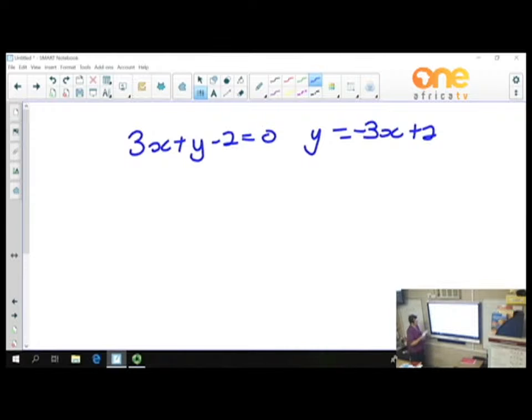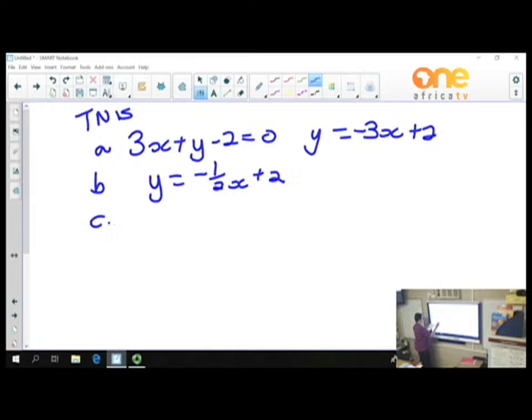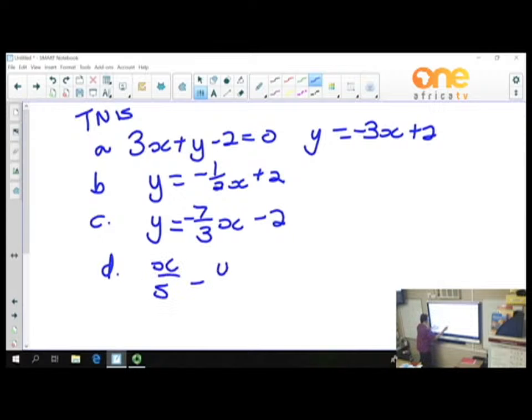Right? Number B. What will that one be? y is equal to plus 2. C. Change that one for me to standard form. Yes. And then over 3x minus 2. Right. Number D. Now, what will I do with number D? LCM, because there's a fraction now. Can you see? So this one is x over 5 minus y over 3 is equal to 1.